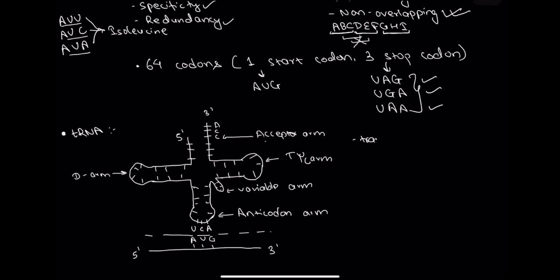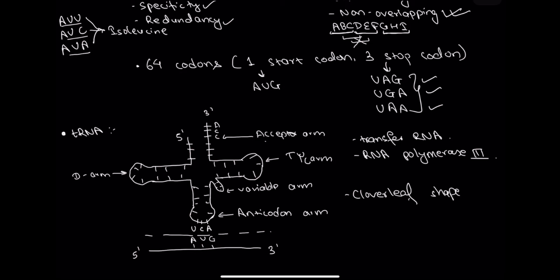tRNA is the transfer RNA. It is synthesized by RNA polymerase 3. The primary structure, that is the nucleotide sequence of tRNA molecules, allows extensive folding, and these regions are complementary to generate a secondary structure that appears like a clover leaf. So this structure looks like a clover leaf shape, and this is the secondary structure of tRNA.